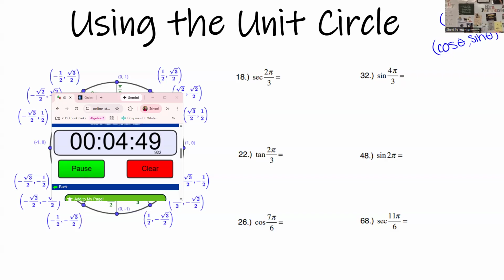So do all the ones with sine, cosine, and tangent first. Go do those first. Well, I gotta make my circle. Can you move that? Yeah. No, it's just off.